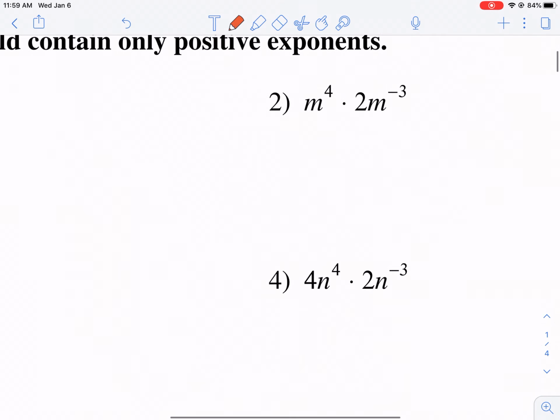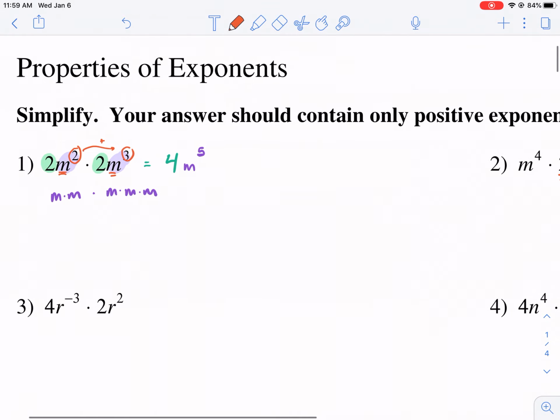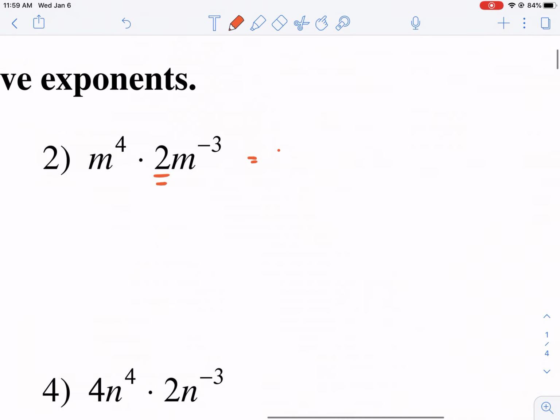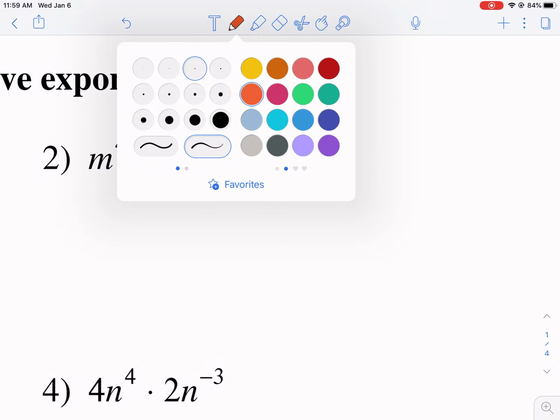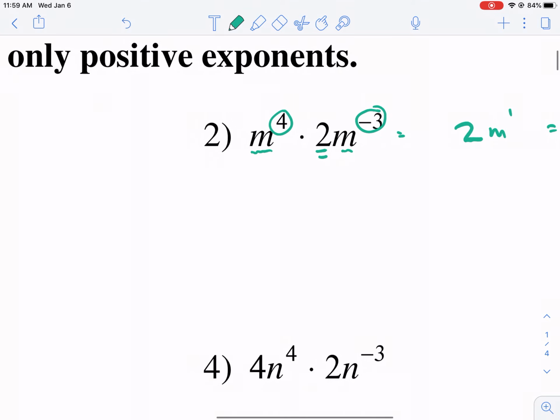Let's go to number 2. This time we only have one coefficient, so I'm going to use green. We have 2, and then we have m to the fourth times n to the negative third power. We have like bases, that's fine, and that means we can add exponents using the powers rule. So 4 plus the negative 3 equals 1. We keep the base the same, make it 1, or just leave that equal to 2m. And that's our final answer.